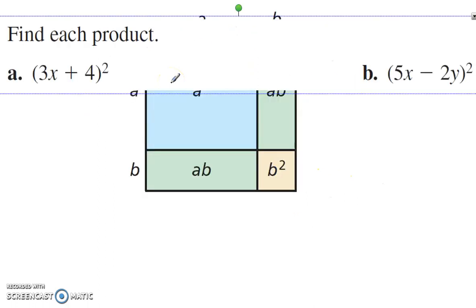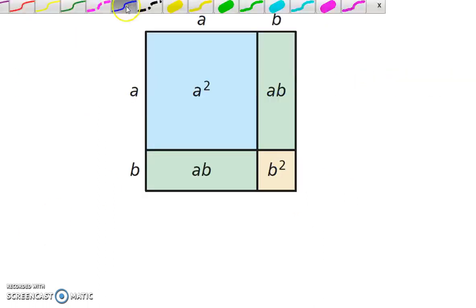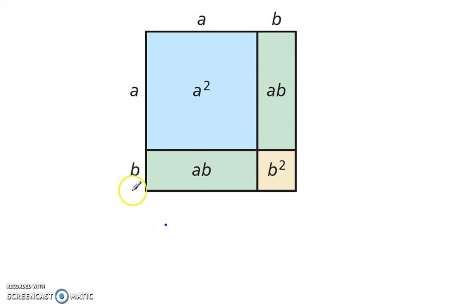And now you can model this with what they call algebra tiles. So a times a, that means this side is the length a, this side is the length a, so the area of this tile is a squared. Then here, a times b. This side is again the length a. And then this side is the length b. So the area of that is ab.